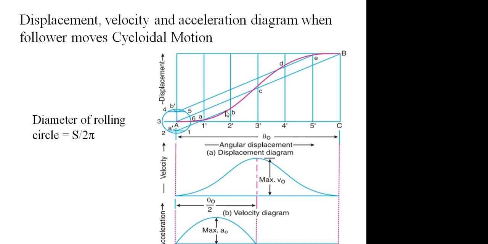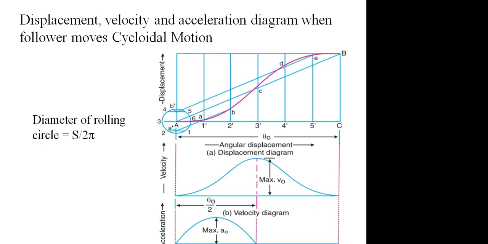From all these points, draw a smooth curve. You will get the displacement diagram for a follower when the follower moves with cycloidal motion. This is the velocity diagram and this is the acceleration diagram. The velocity will be maximum at the mid of the outstroke, and it will become 0 at the start and end of the outstroke.